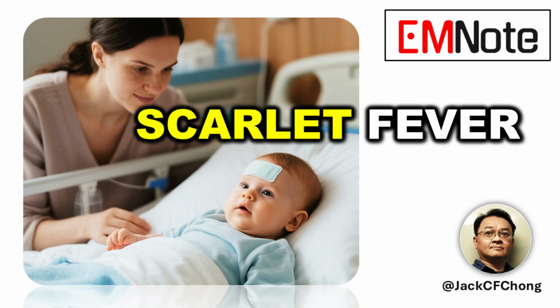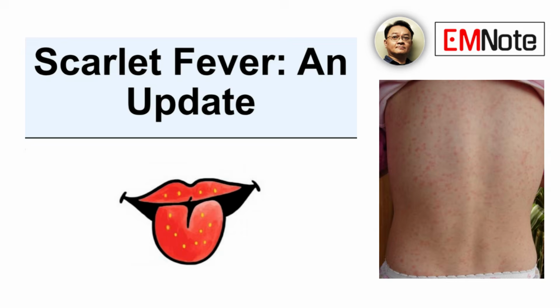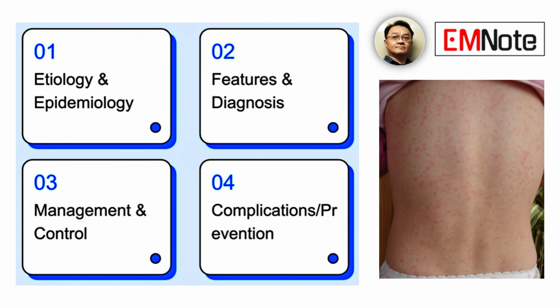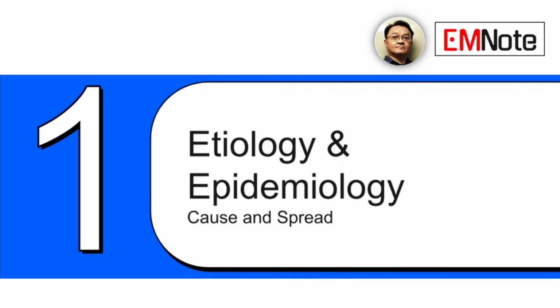All right, let's do a quick clinical update on scarlet fever. Okay, here's our plan. We'll start with the etiology and epidemiology, then move to clinical features and diagnosis. After that, we'll cover management and infection control and wrap up with complications and prevention. So, first up, the cause and spread of the illness.